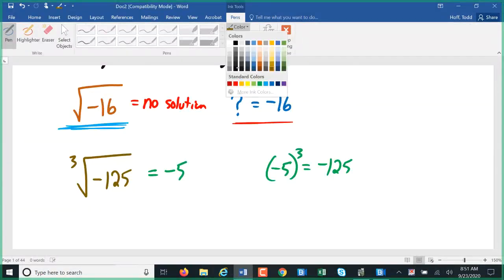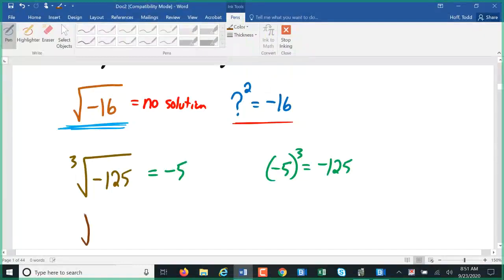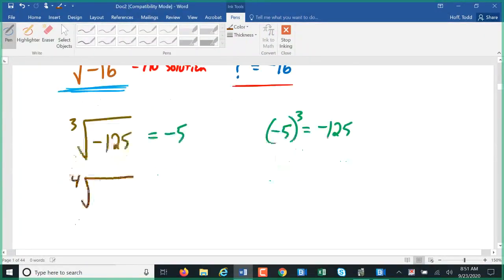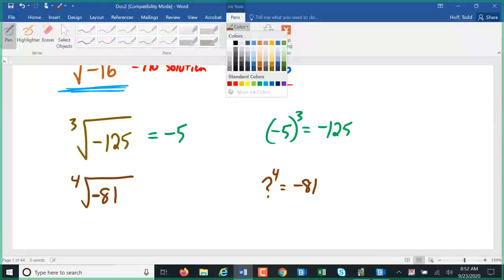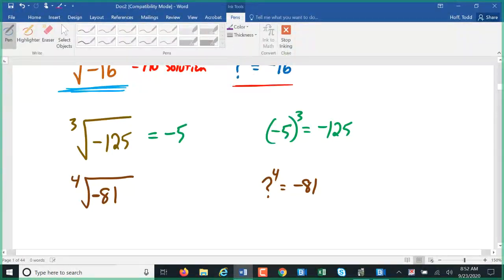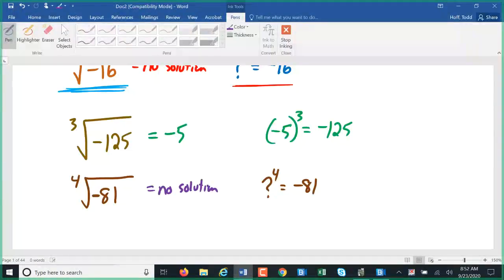So how about a fourth root? Let's say we do a fourth root of negative 81. That's asking us what number to the fourth power is negative 81. Well, again, there's no solution, because up above we said if it's to an even power, the result is always positive. There is nothing that we can take to a power of 4 and get a negative number. It just doesn't happen.